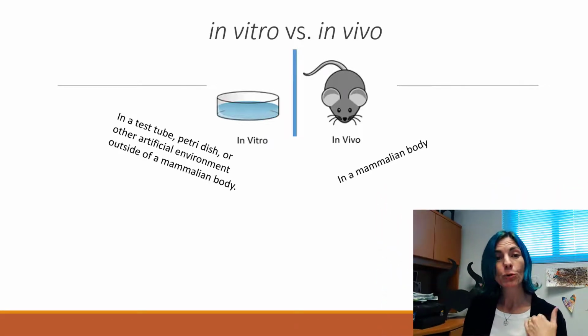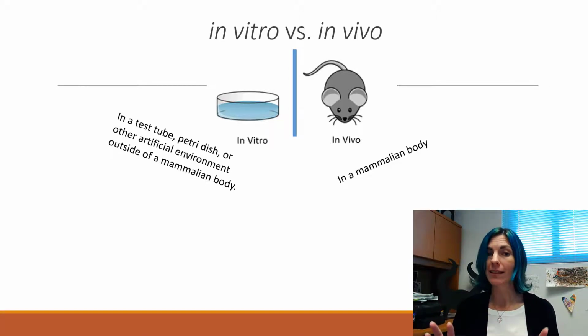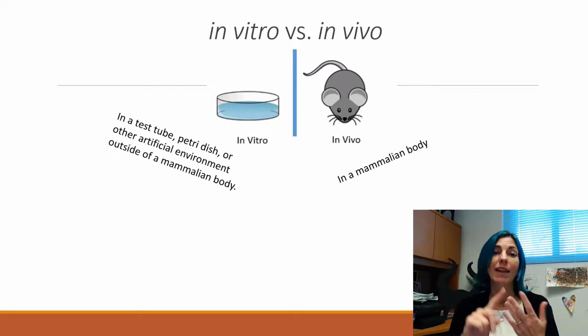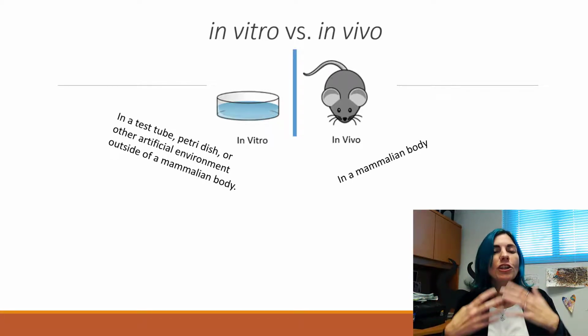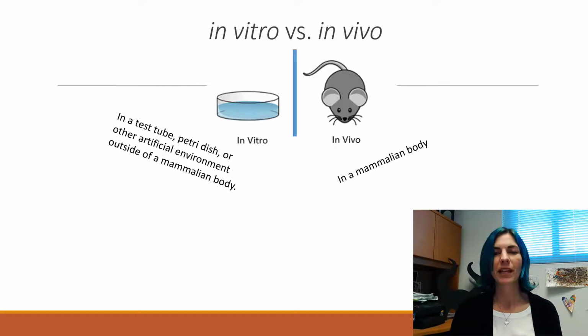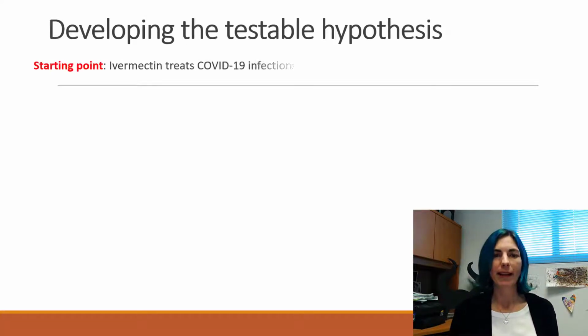I am going to pretend that I have access to lots of money to conduct this research and lots of resources. In the real world, money and resources and time and feasibility are always constrictions on your experimental design. But to start with, we're just going to assume that we have access to all of those things. And I want to develop a hypothesis. Now, what do I want to test? I want to test if ivermectin works, right?